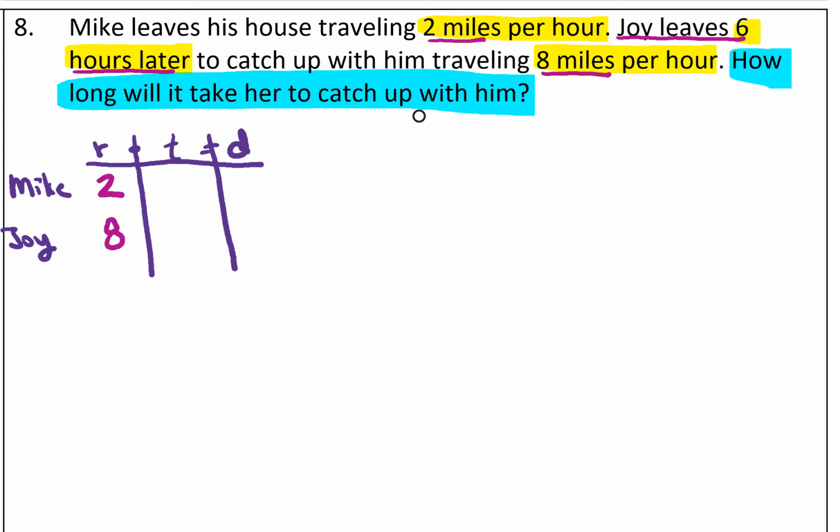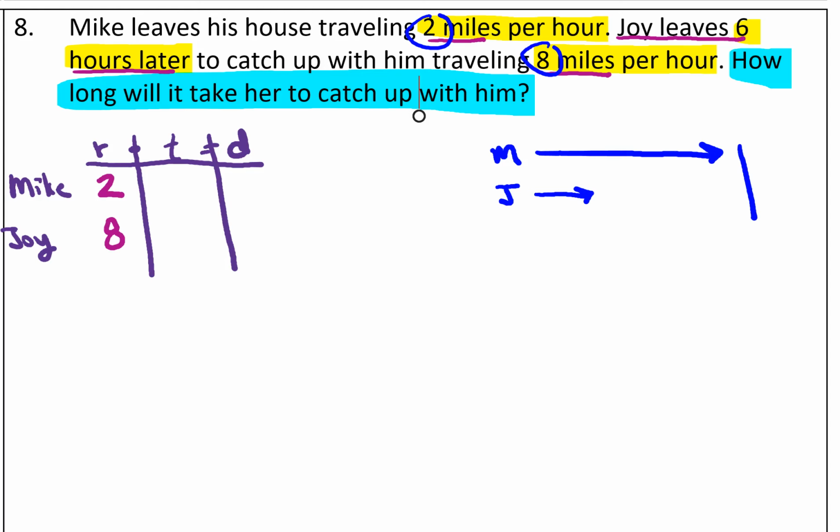So what's happening, if you picture this over here, is that Mike is traveling for some time. We don't know how long. And then Joy follows him, and eventually they catch up with each other. Joy's going to overtake Mike because she's moving a lot faster. She's going 8 miles per hour, whereas Mike's only going 2. So what we do know is that Mike's been traveling longer. He starts, and then Joy, after 6 hours, catches up with him.